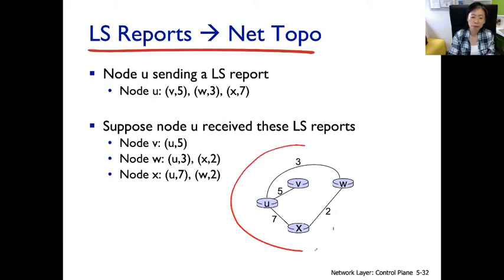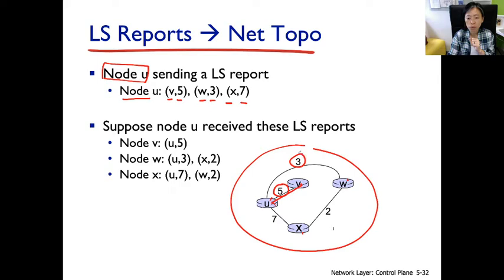We have a very simple network here, only 4 nodes. You see, U connects to V, U connects to W, U connects to X. So if we are node U and generating node U's link state report, it's going to contain the ID of the node itself. There are 3 neighboring nodes, V, W, X, and the cost on the link to these nodes: 5, 3, 7. So U to V, link cost 5. U to W, link cost 3. U to X, link cost 7.